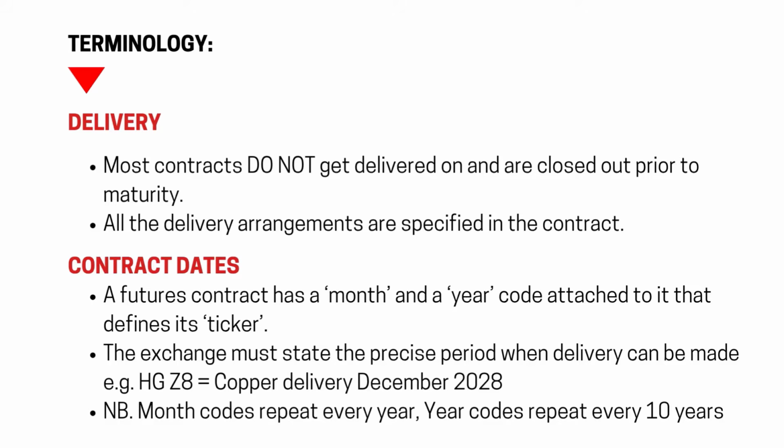In this example, HGZ8 quite simply means, at the time of putting this together, that it's for copper delivery December 2028. Confusing? It is to beginners, but I've put together the code cheat sheet list for you.